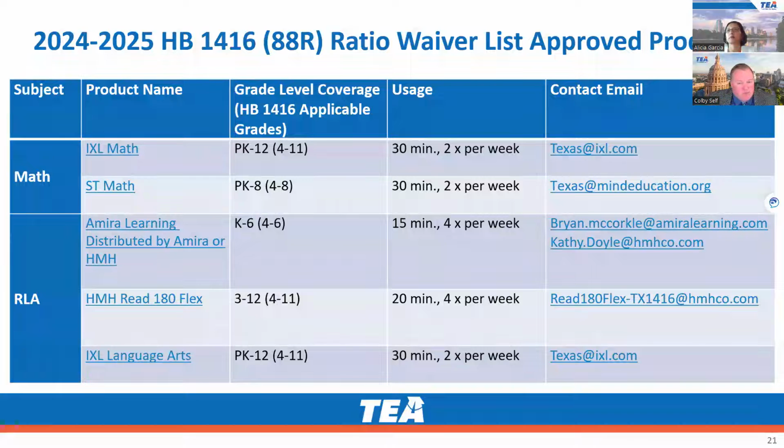Just a review of the products. If you haven't had a chance to look at what's available, we have 2 math products and 3 RLA products, which you'll have time to review today. We have the various grade levels covered under House Bill 1416, but more broadly, there's broader grade coverage. If you look at the overall grade coverage that the products have available, some are covering pre-K through 12 for math and language arts. So that might play into consideration as you look at the various products and their coverage availability. And many of these vendors may already be in use in your district, so that may work out well for you in that respect.